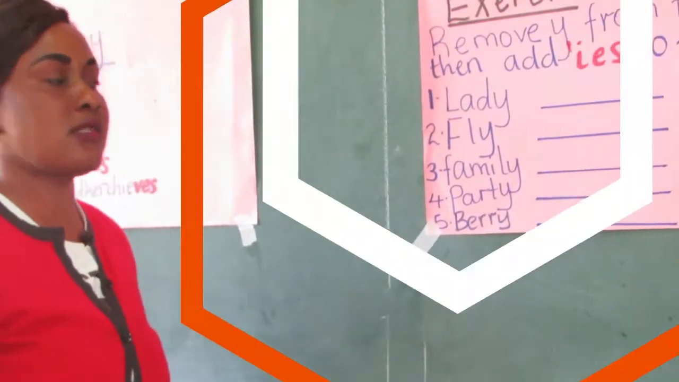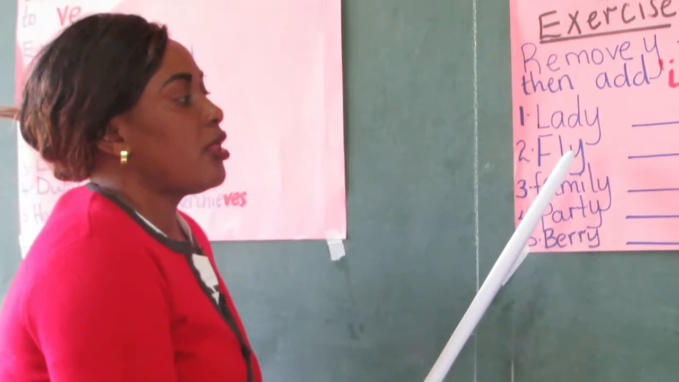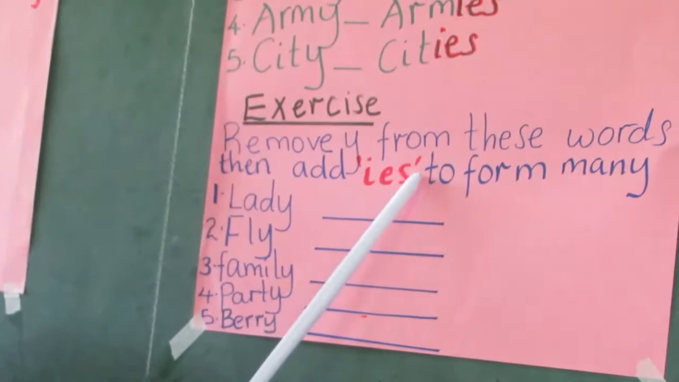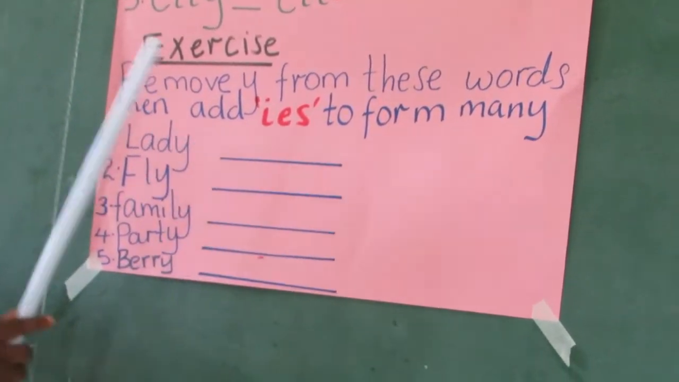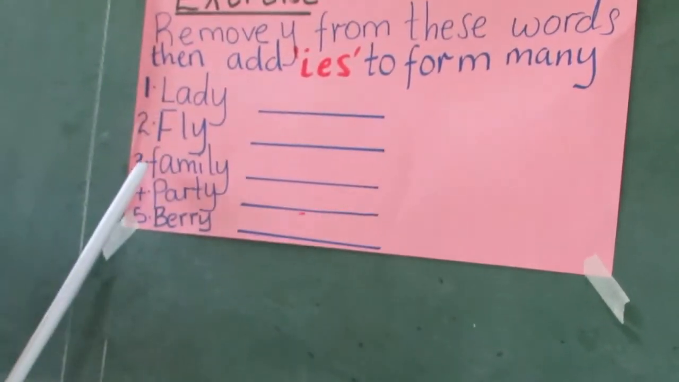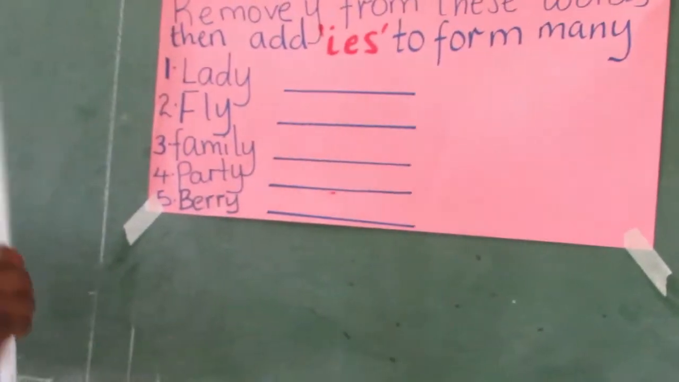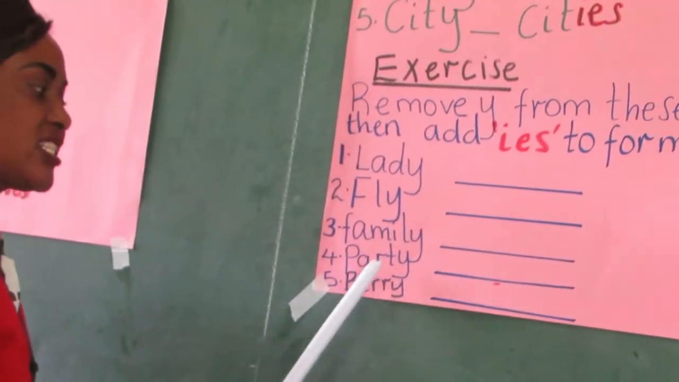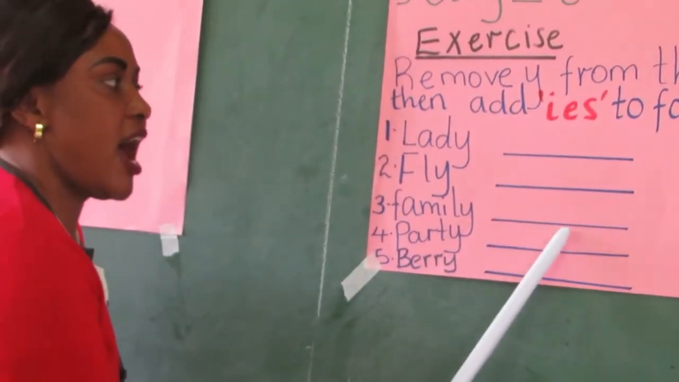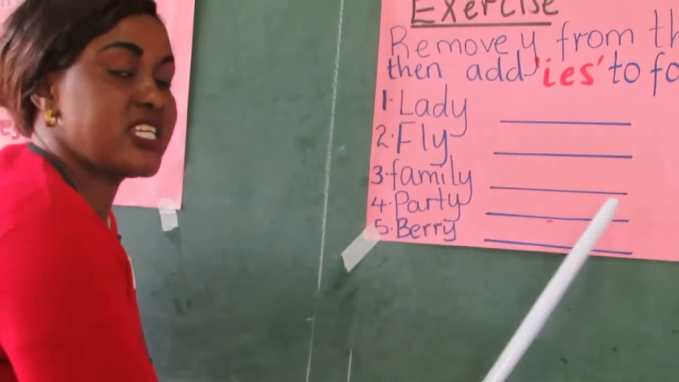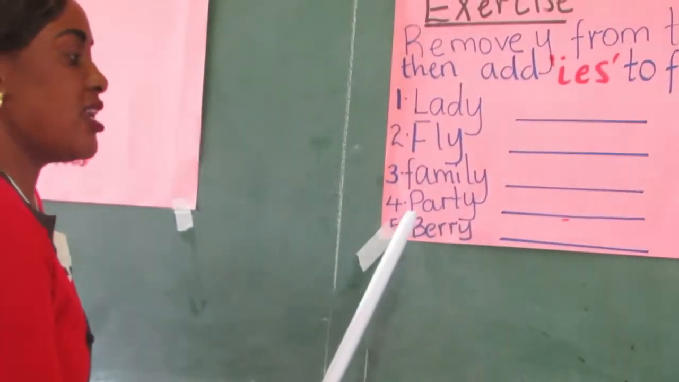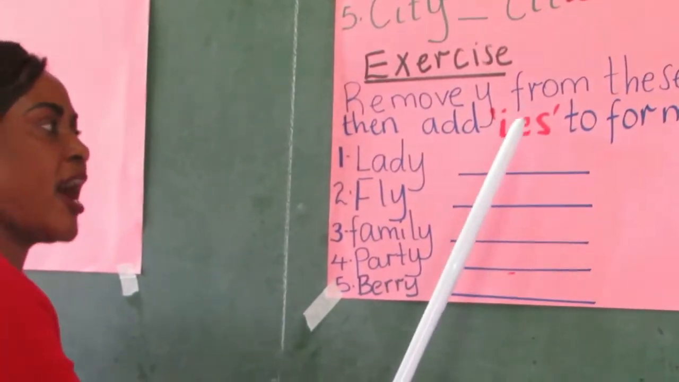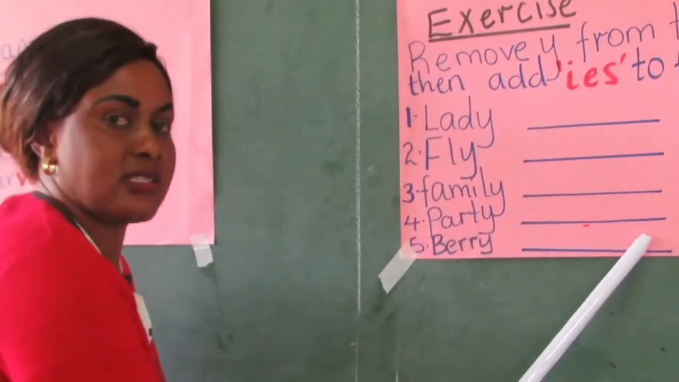Class, ladies. Number two, there is the word fly. You remove this Y, you add IES to be flies. Class, flies. Number three, family. One family, many families. Party. Remove Y, add IES to be parties. And the last one is berry. You remove Y, you add IES to be berries.